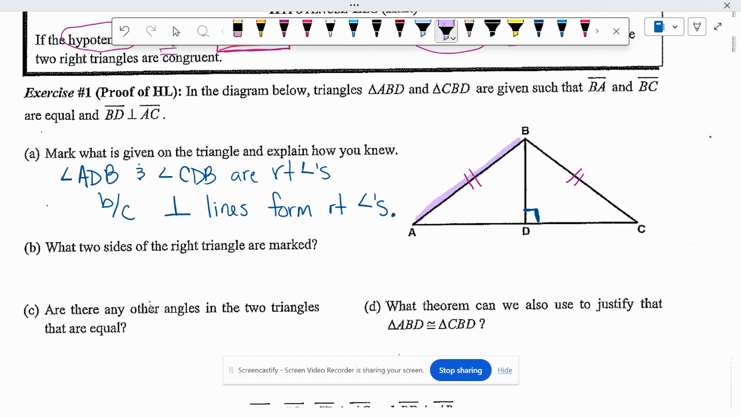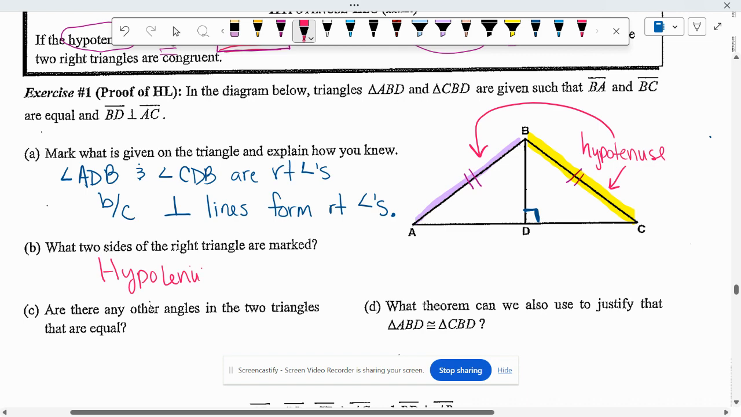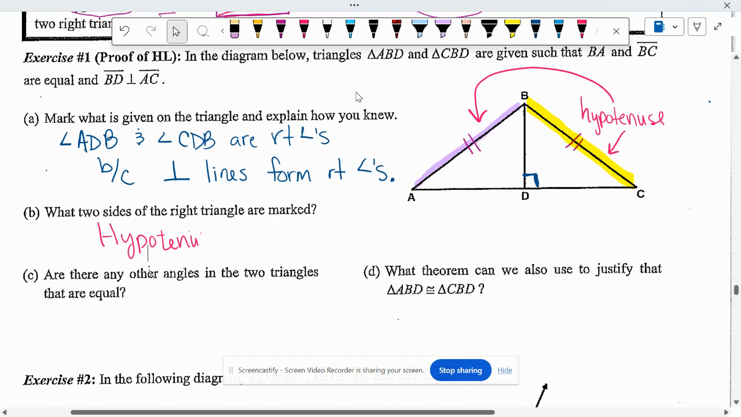What is this side of the right triangle called? And what is this side of the right triangle called? What's the longest side of the right triangle, or the side opposite the right angle? It's called the what? Hypotenuse. Okay, so right now we have both hypotenuses marked congruent. So the hypoteni are marked congruent to each other. Are there any other angles that you can say are equal to each other?